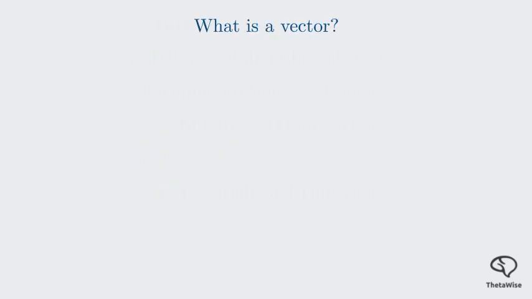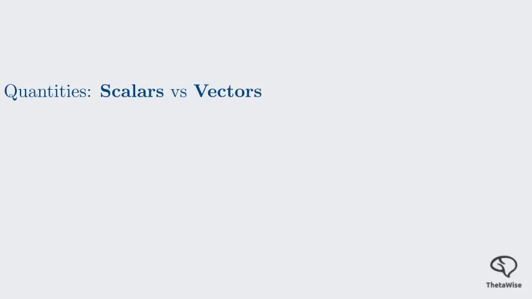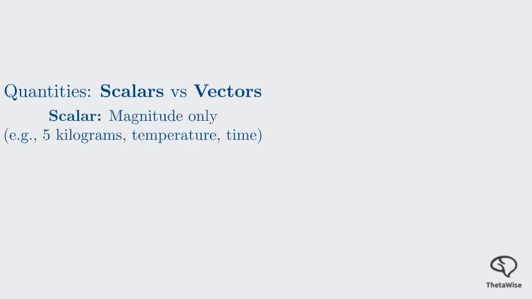What exactly is a vector? In mathematics and physics, we distinguish between two types of quantities, scalars and vectors. A scalar is a quantity that only has a size or magnitude. Examples include mass, temperature, or time. A vector, however, has both magnitude and a specific direction. Think of it like giving someone directions. You don't just say walk 5 meters, you say walk 5 meters to the north.